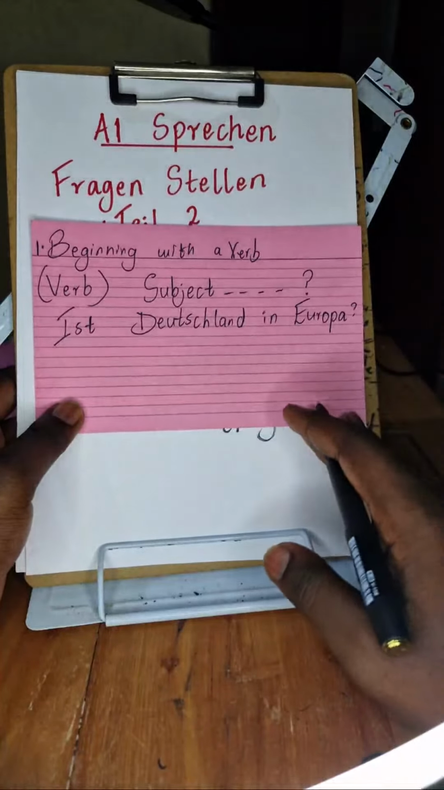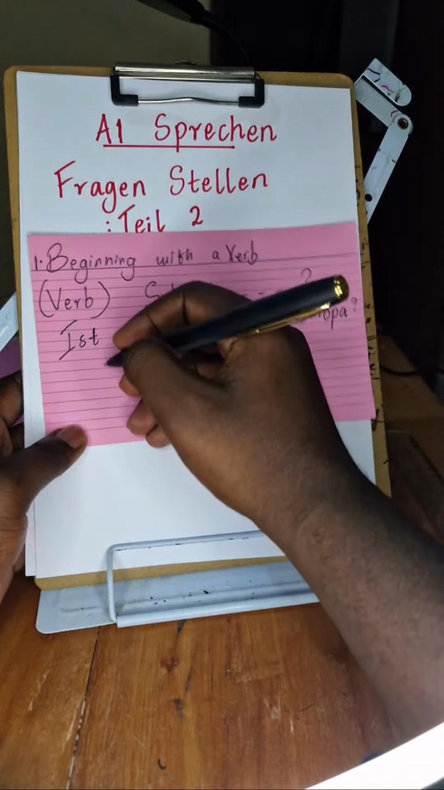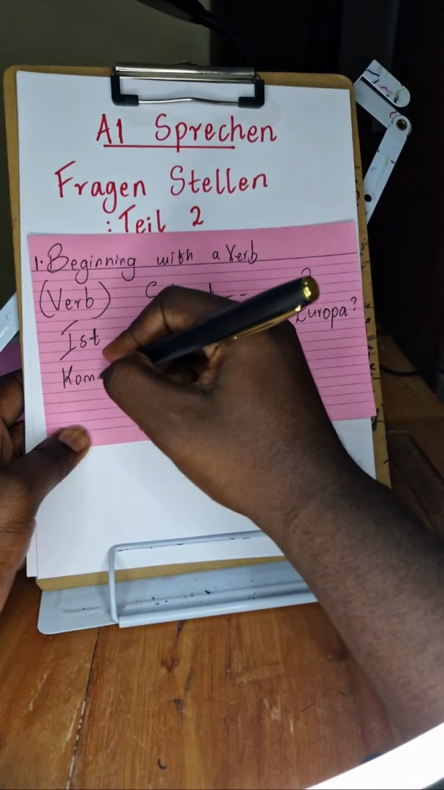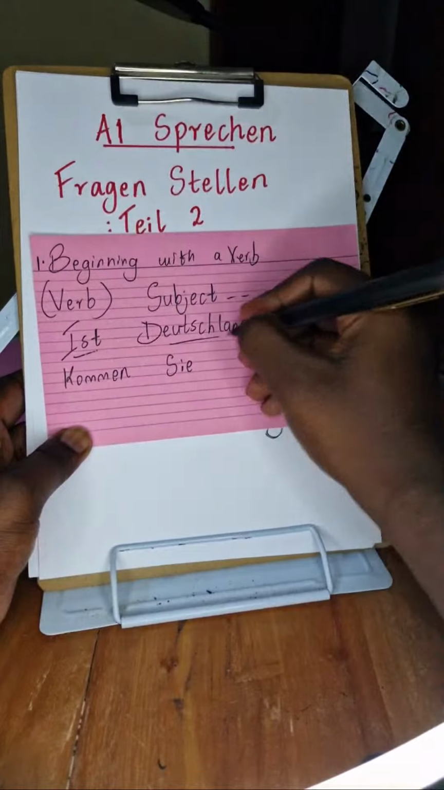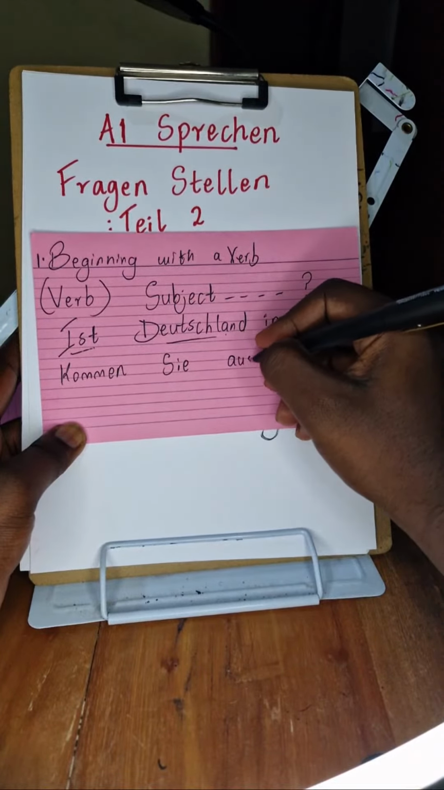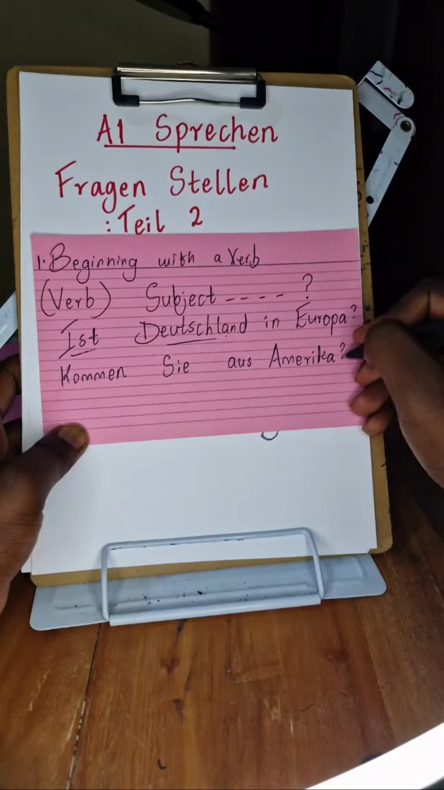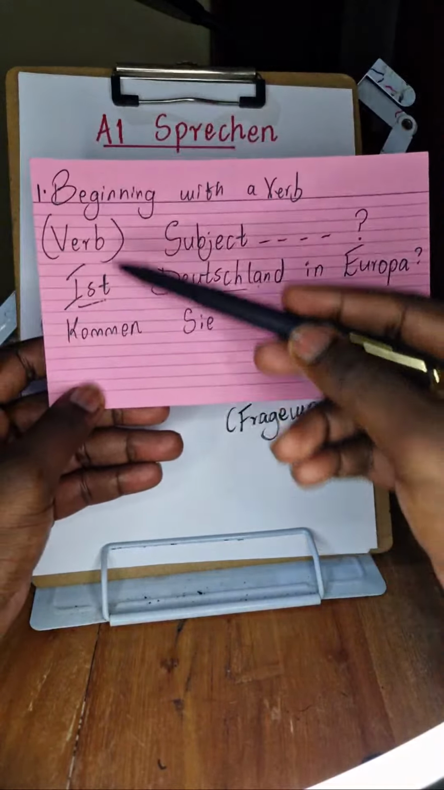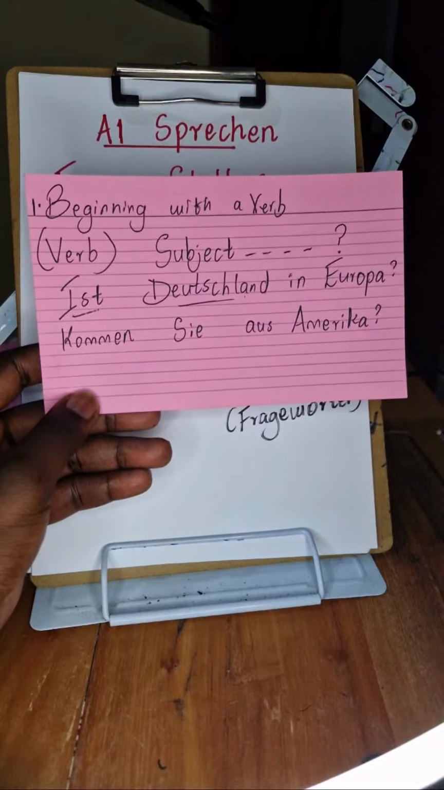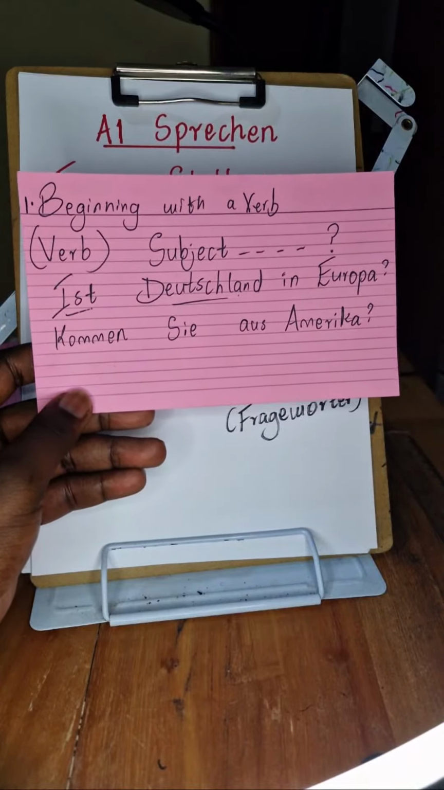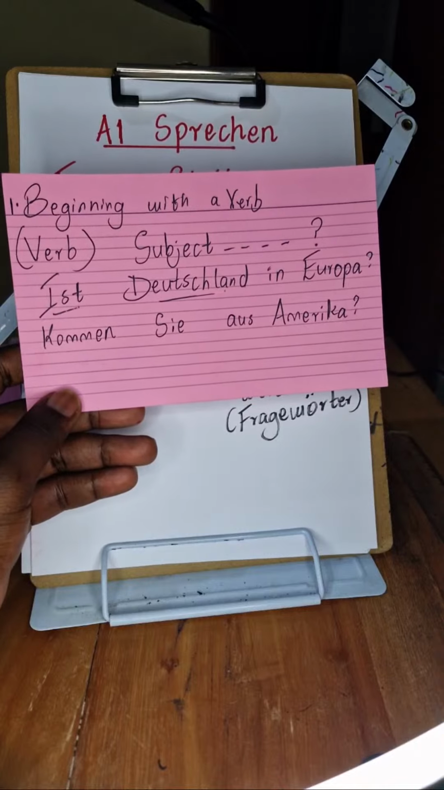Now, the second example, I want to ask somebody, do you come from America? Now I begin with my verb. Kommen. And then the subject, Sie. Kommen Sie aus Amerika? So I can say again, verb, kommen, and then my subject, Sie, aus Amerika. Do you come from America? Ja, ich komme aus Amerika. Yes, I come from America. Or nein, ich komme nicht aus Amerika.